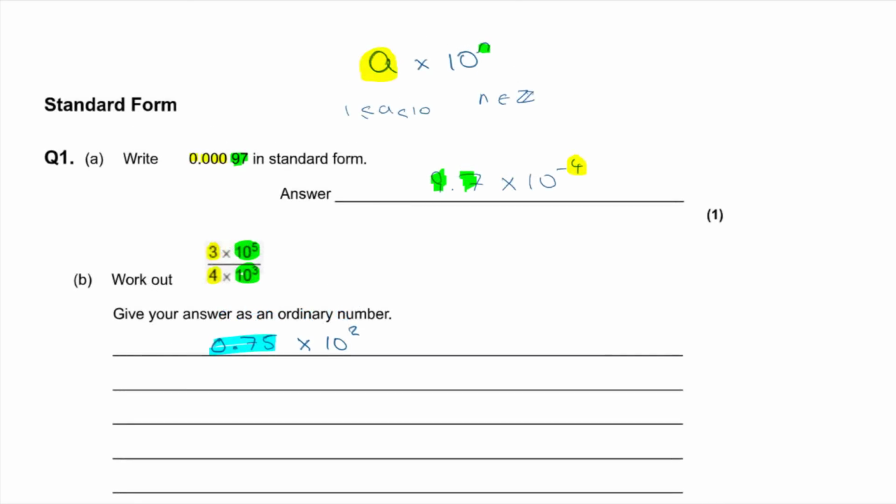Now this question is asking me to write this as an ordinary number. So let's evaluate it. So 10 squared is 100, isn't it? So 0.75 times 100, what's that then? 0.75 times 100, that is 75. So that's my final answer.